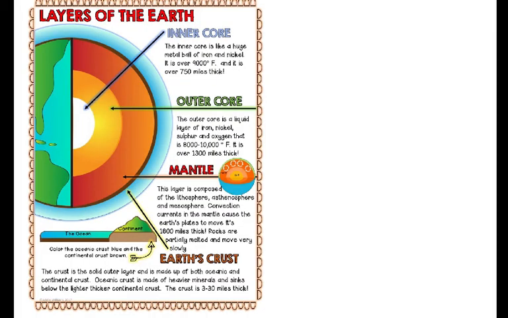The diagram shows that the Earth is divided into 4 main layers: the inner core, the outer core, the mantle, and the crust. The inner core is comprised mostly of iron and nickel. It's really hot. The outer core is comprised mostly of sulfur and oxygen. It's 1,300 miles thick.